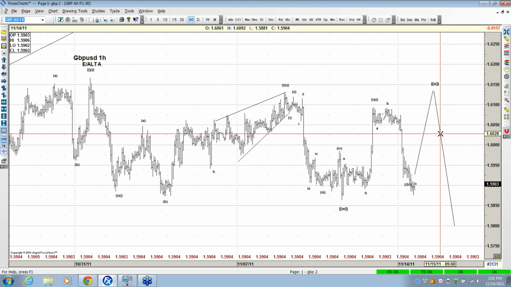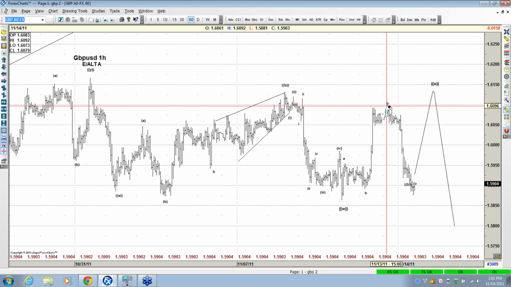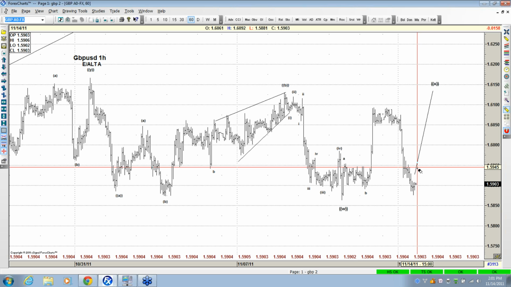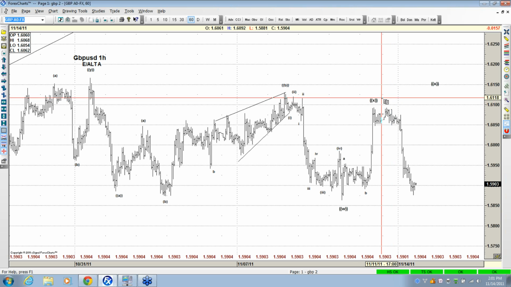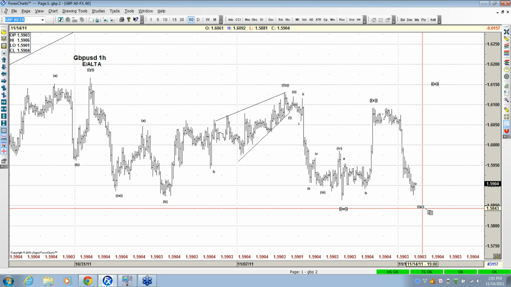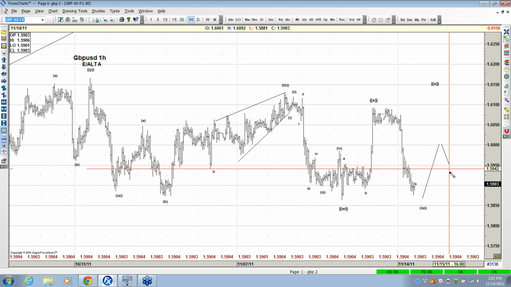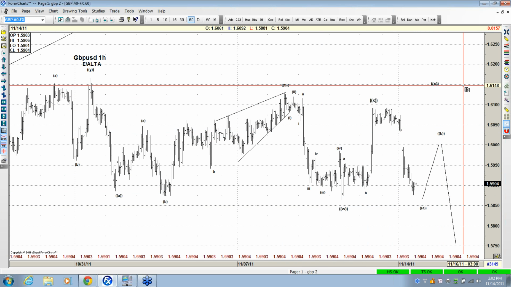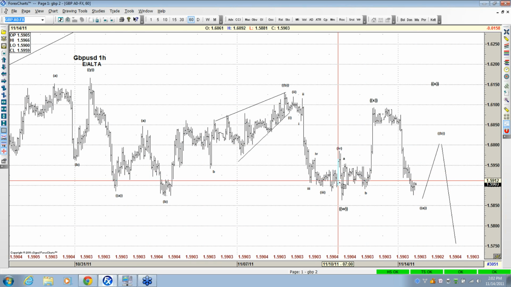So technically speaking, cable looks to be already like this. Let me correct the count here. It did the S wave. Now cable needs to do A, B, and C. And then around 157, 156 and change, cable should find support. That's what we like about cable.